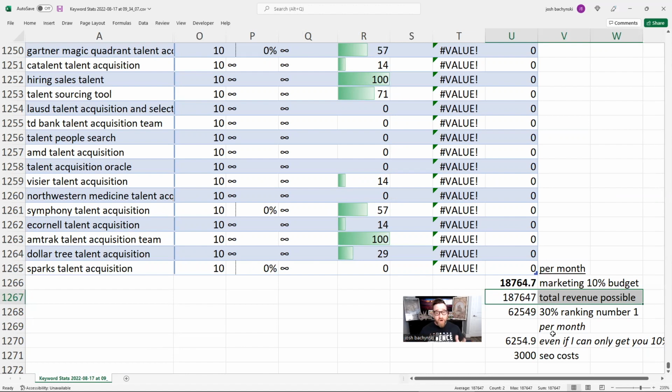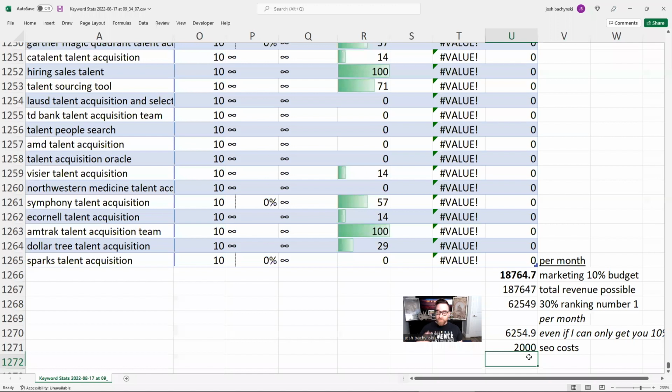If you are that valuable to your customers, that's the kind of money that they can make, the kind of money you can make, and the kind of value that you can give for yourself. And when you're starting out, you can say, even if I only get you 10% of that total value that's available, I think it's still worth $2,000 a month for SEO.